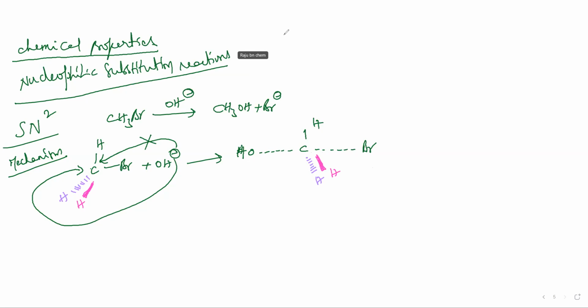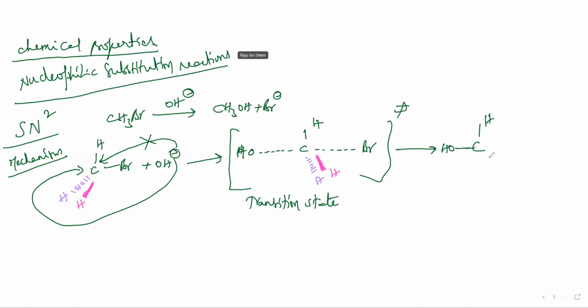Okay. Now this is what we call the transition state. Then finally the bond between carbon and bromine will break, and a bond is formed between carbon and the nucleophile. This is our product.